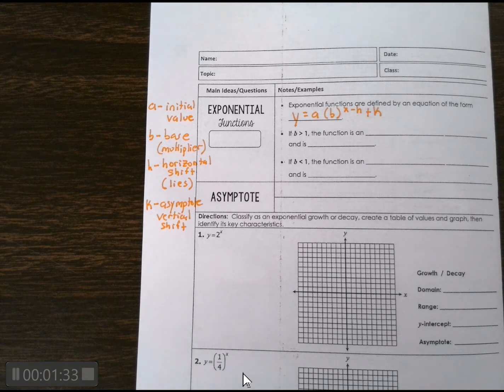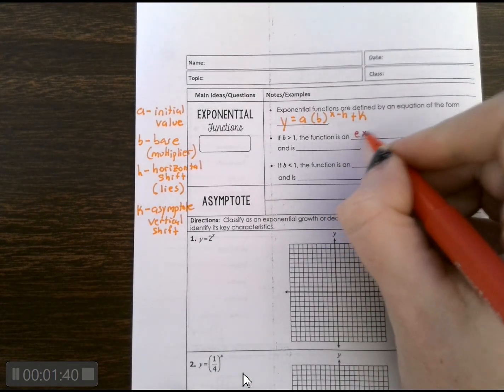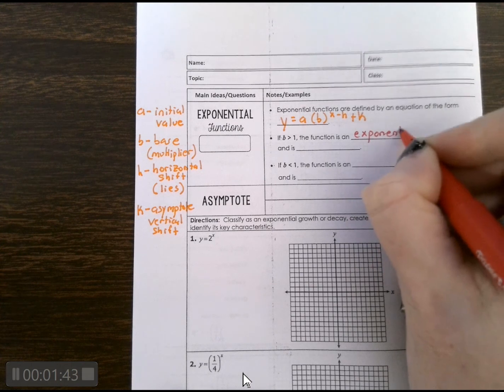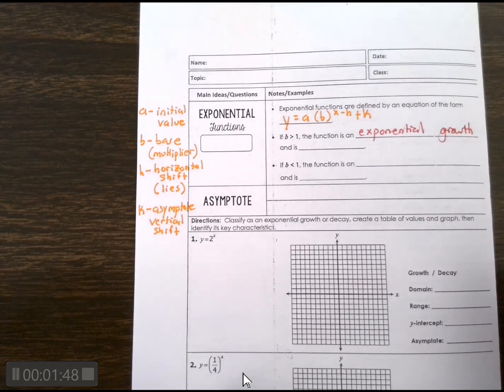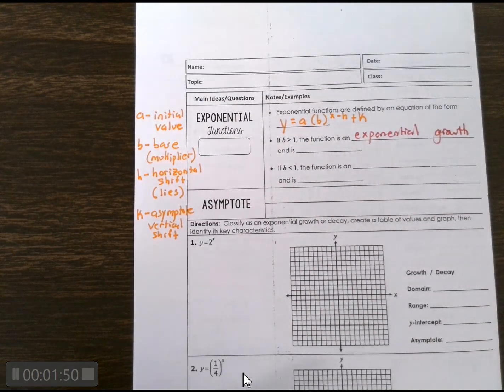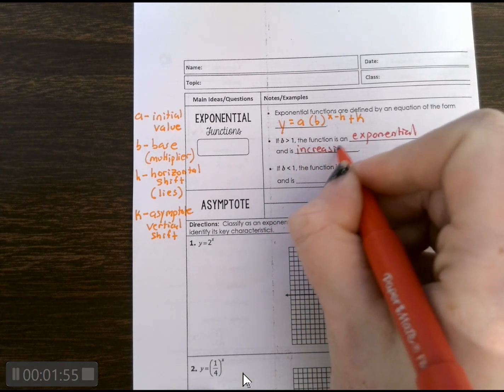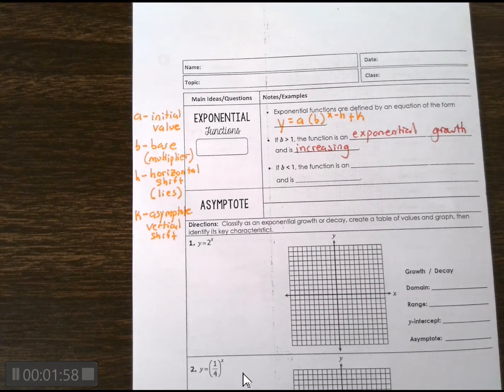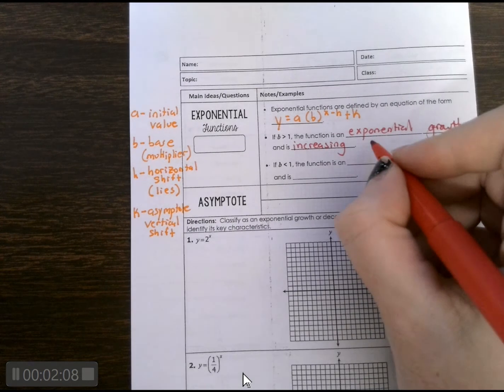And then if our b value, our base, is greater than 1, then our function is going to be an exponential growth. And our graph is also increasing. Now, if b is greater than 1, what type of number are we talking about? We are talking about a whole number.